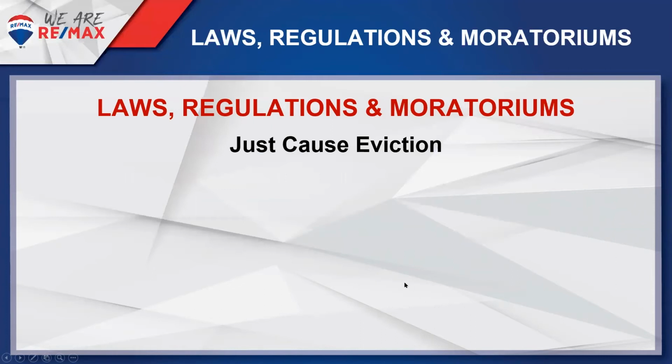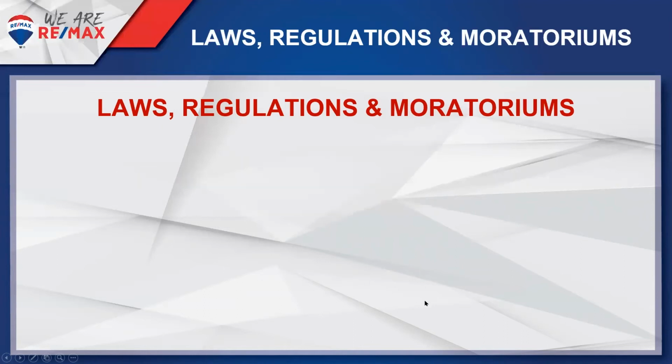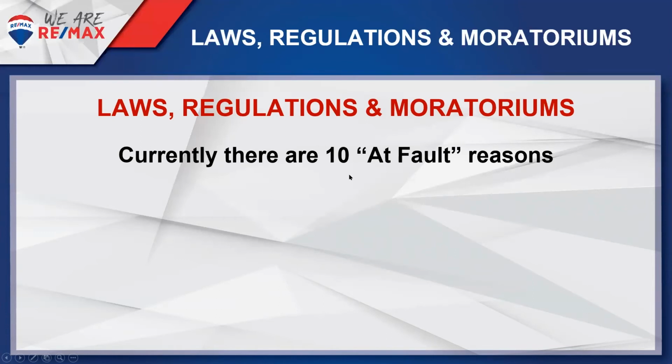Okay, now, just cause eviction. So, can you evict tenants today? Yes, you can. I'm going to show you how it's not easy, but you can. A landlord can give a notice to a tenant to vacate with certain limitations. Now, currently, there are 10 at-fault reasons. The 1482, that first rent control law that was passed, contained 11 at-fault reasons. The one that's missing currently is the non-payment of rent.